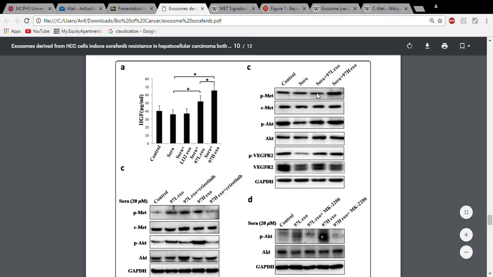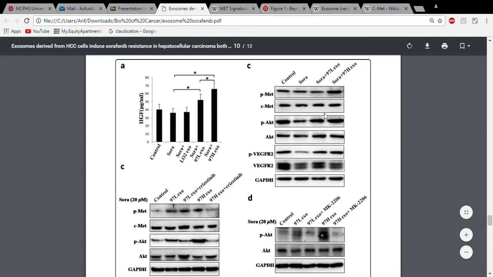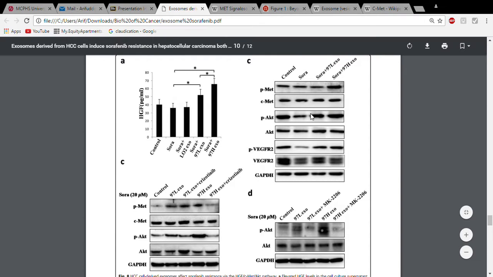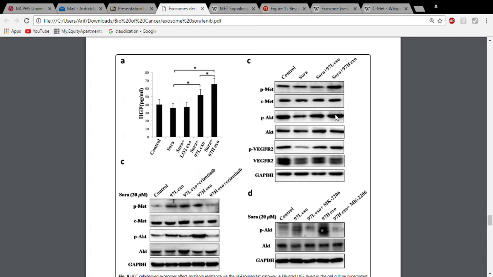And although this is supposed to be higher, it doesn't show it well in this lane, but you can see it over here. So with sorafenib over here, you can see the phosphorylated AKT. The phosphorylated AKT increases a lot when it's exposed to the 97L and the 97H exosomes from the hepatocellular carcinoma. So they're increased a lot. Compared to just sorafenib, this is less, but this is more, and this is more. This shows there's more phosphorylated AKT when there's 97H and 97L exosomes.